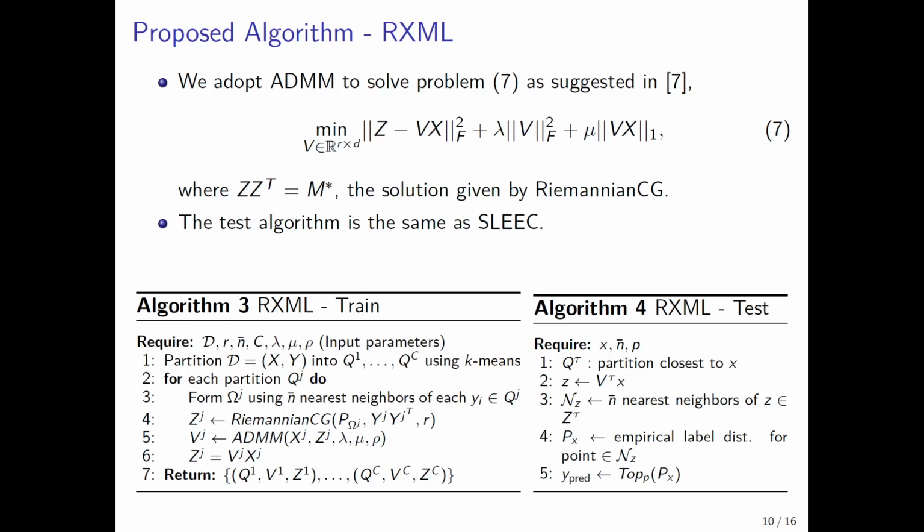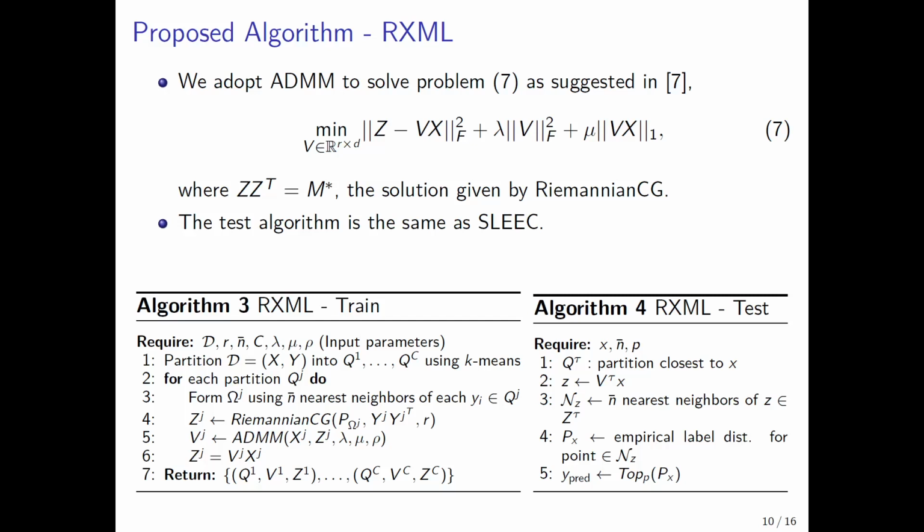We use ADMM to solve the linear regression problem shown in equation 7, where ZZ transpose is equal to M star, which is the solution given by Riemannian CG. The test algorithm is the same as SLEEC.